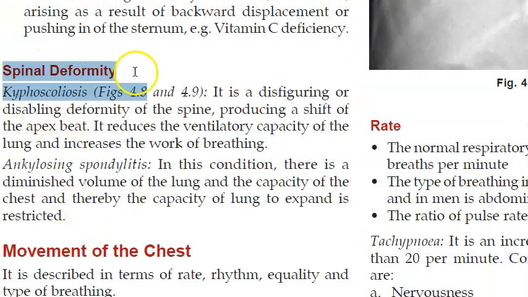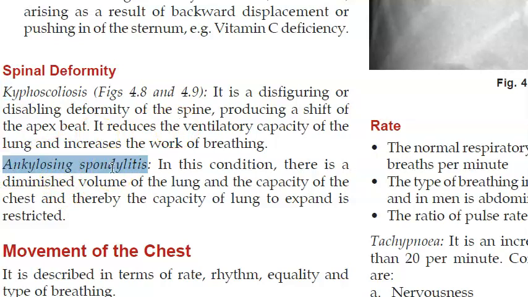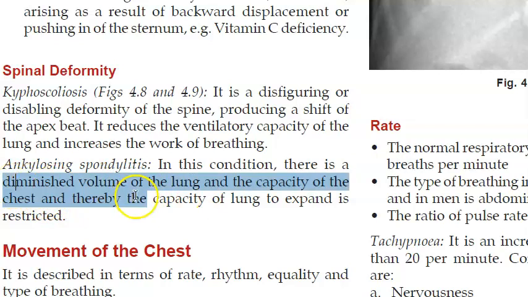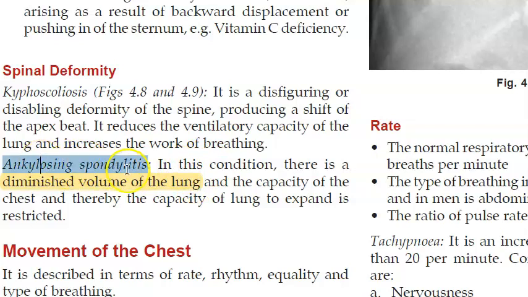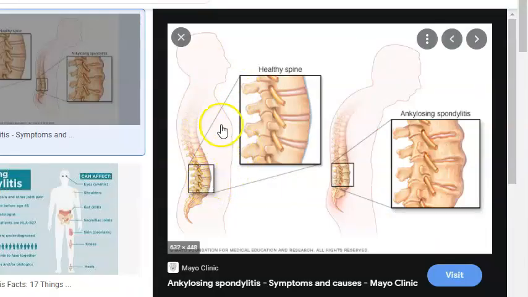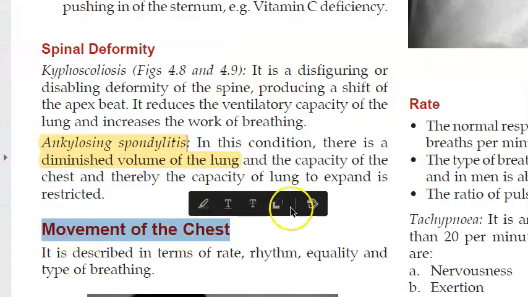Let's move on. Then you have the spinal deformity. We already spoke of this. Kyphoscoliosis. Are they talking about mixing both the things here? And they're talking about ankylosing spondylitis, where there is diminished volume of the lung and capacity of the chest, thereby the capacity of the lung to expand is restricted. What happens in ankylosing spondylitis? The chest itself is so small, isn't it? Here they are showing you a healthy spine and how it is in ankylosing spondylitis. So in the respiratory system, you'll have to note that these people have very little place for expansion of the lung.